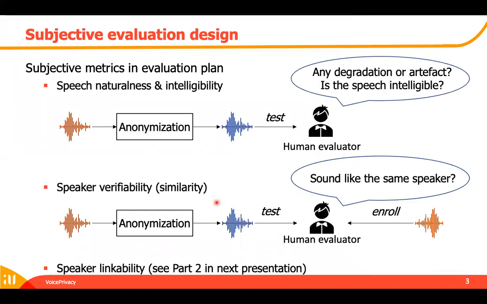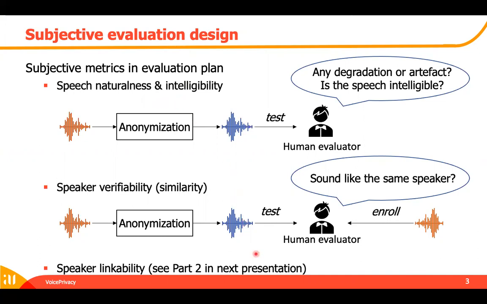Subjective evaluation can be done in a similar way, but we're going to use human evaluators to replace the ASR and the ASV systems. First, we can ask the human evaluators to listen to the anonymized speech, and then we can ask them to evaluate how intelligible the speech is. We can also ask them to evaluate whether the input speech contains artifacts or degradation. So these two questions correspond to the speech intelligibility and the naturalness in the subjective evaluation.